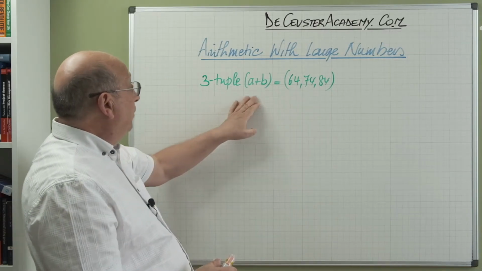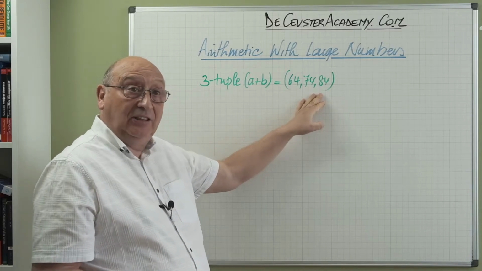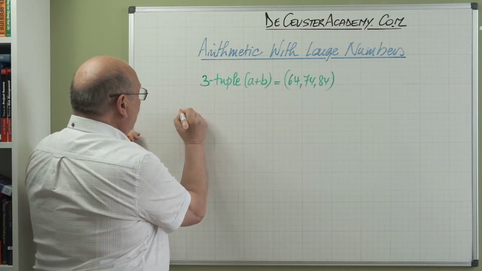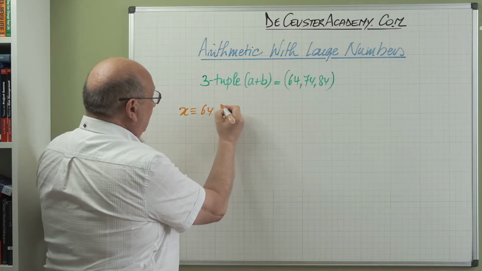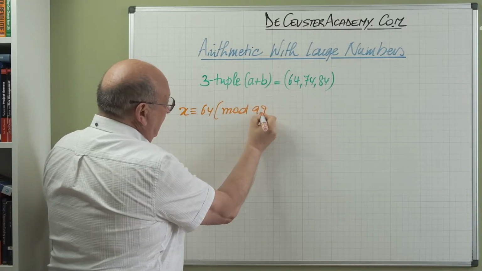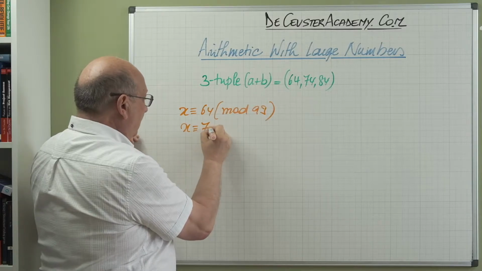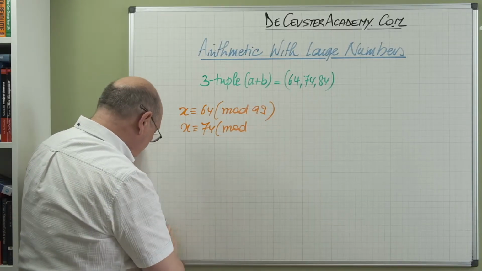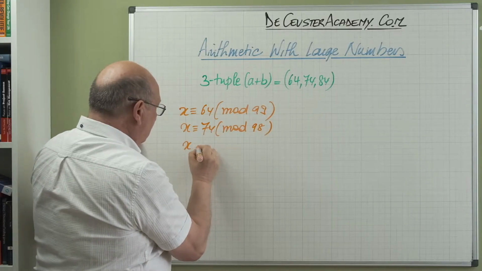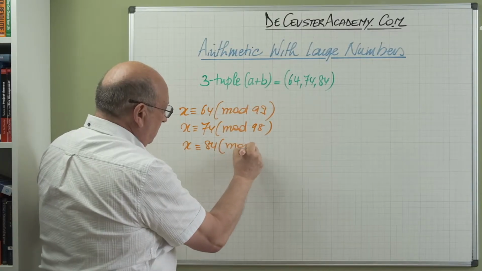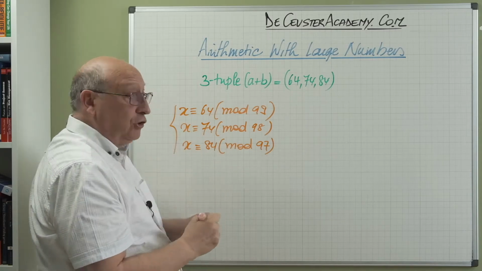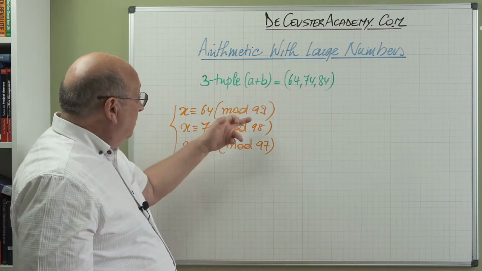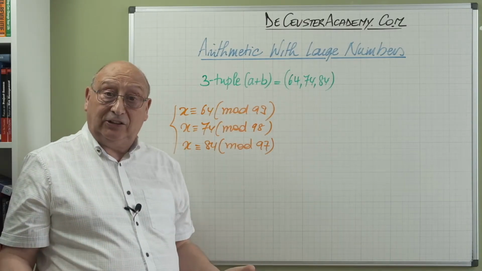And we found the three-tuple for A plus B is 64, 74, and 84. And we can write this now as a set of linear congruences. The first linear congruence is x is congruent with 64 modulus 99. Then x is congruent with 74 modulus 98. And then x is congruent with 84 modulus 97. So basically we have the conditions to resolve this using the Chinese remainder theorem. There is one unique solution because the three divisors are relatively prime.